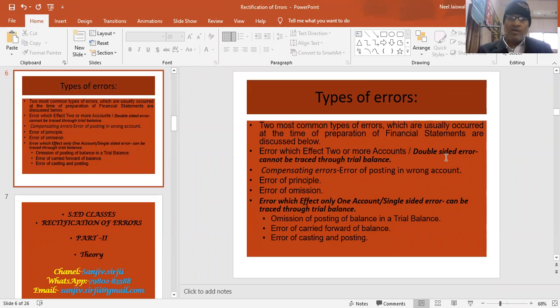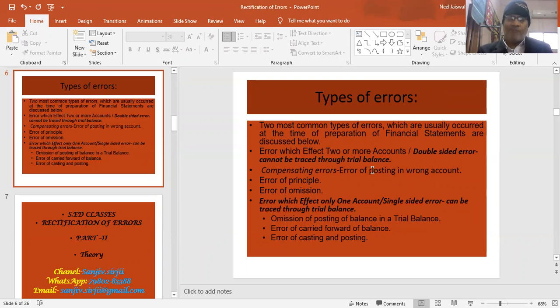So when we are talking about double-sided error, which cannot be traced through trial balance, they are different types. They are compensating errors, that is errors of posting in wrong account, errors of principle, errors of omission, as well as we have single-sided error, which are termed as omission of posting, error carried forward of balance, errors of casting and posting. See, all these errors we will discuss in our next video. But you just keep in mind what is double-sided error and what is single-sided error.